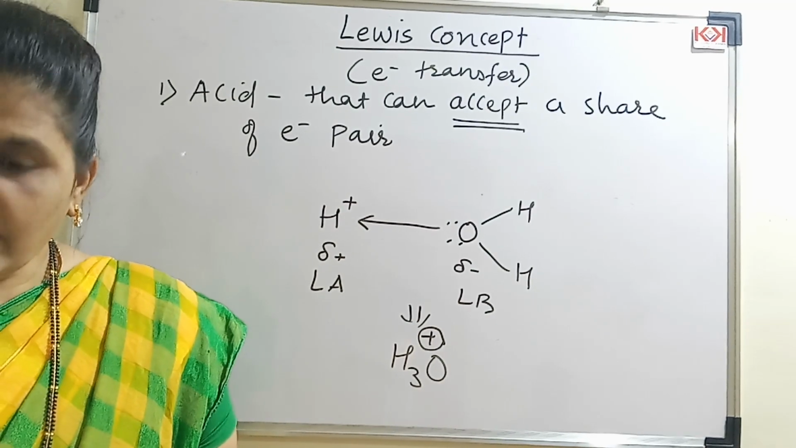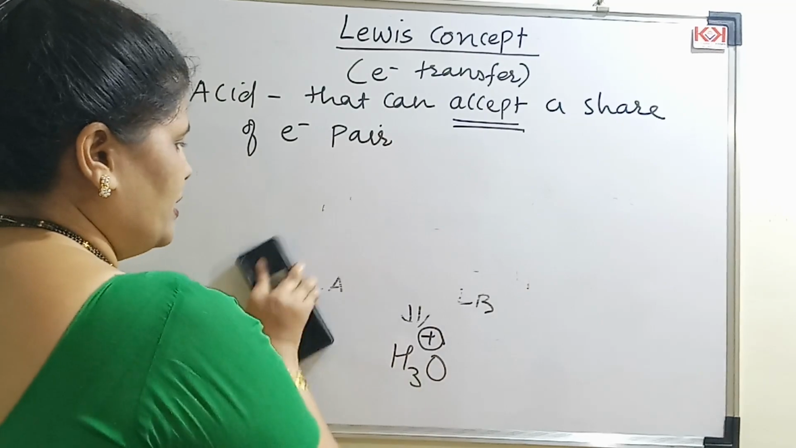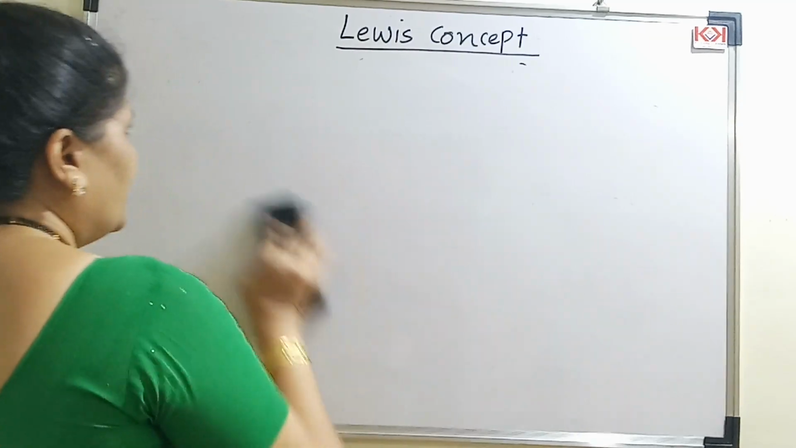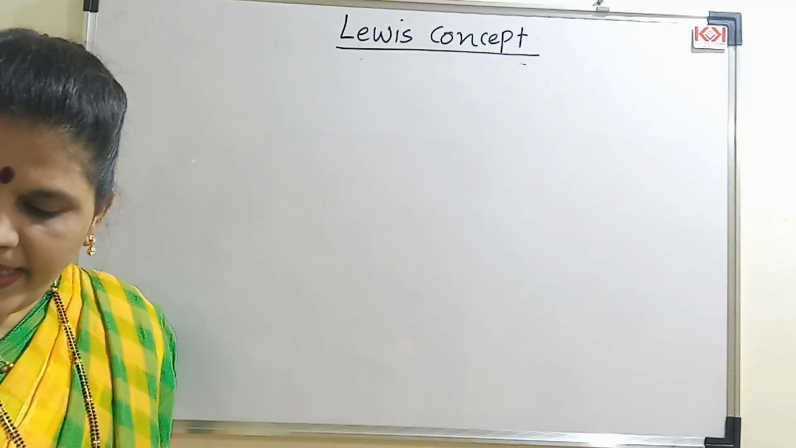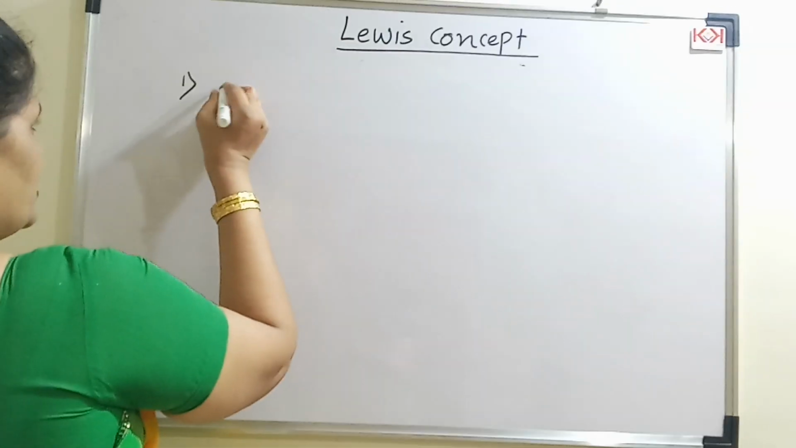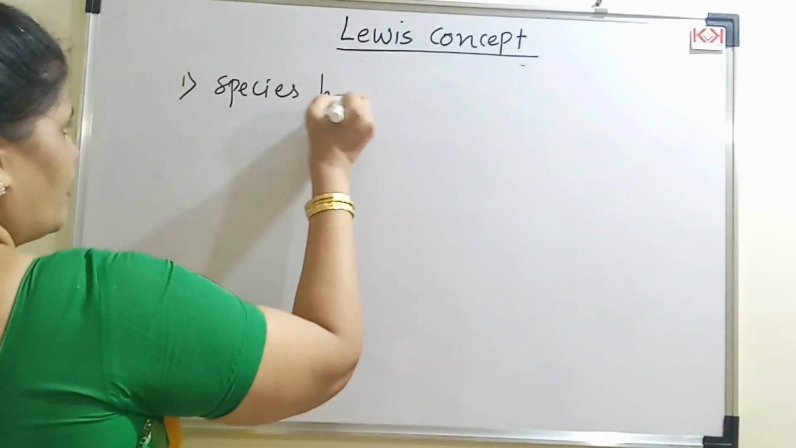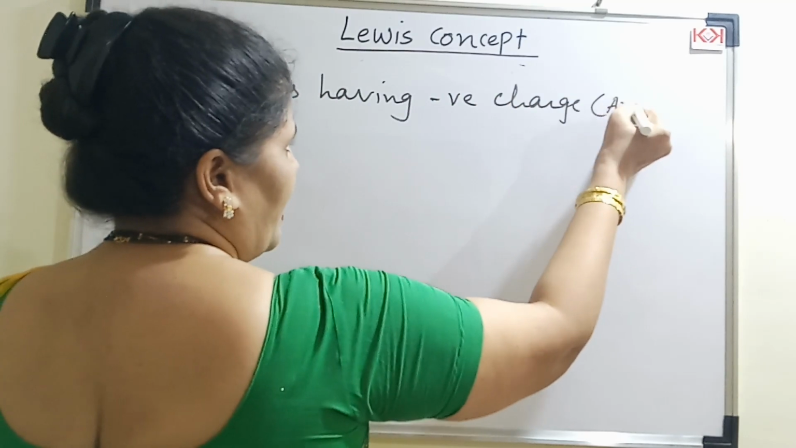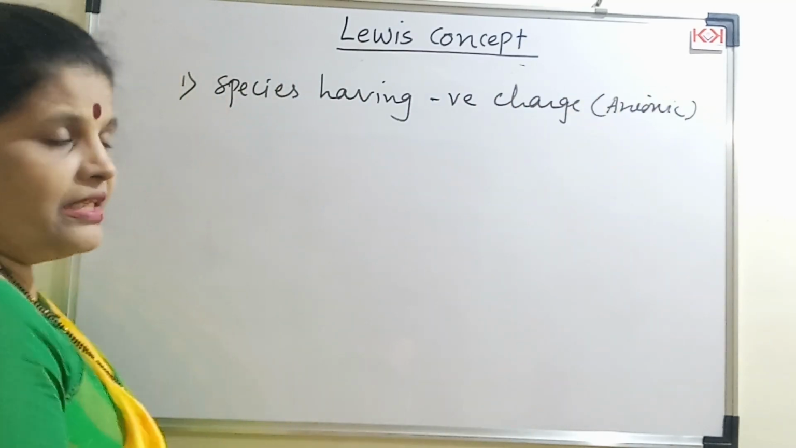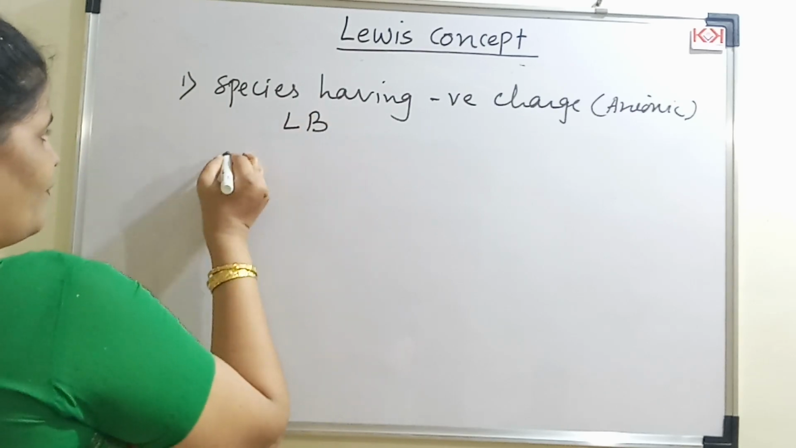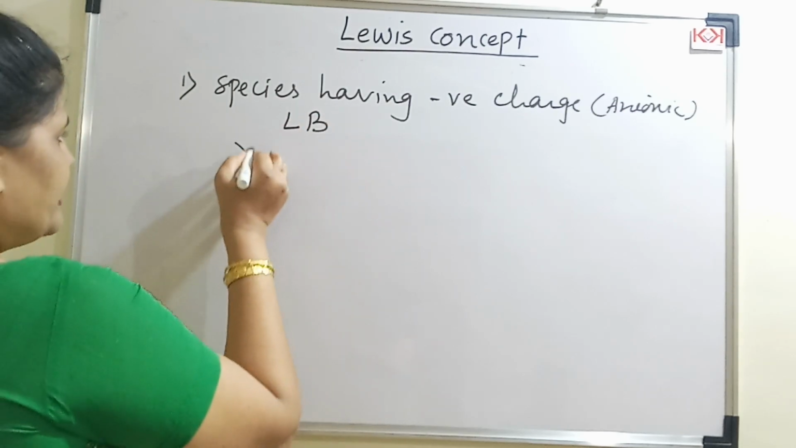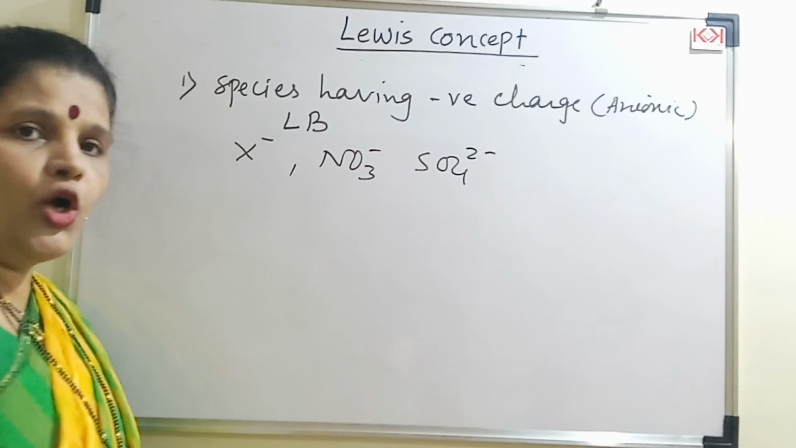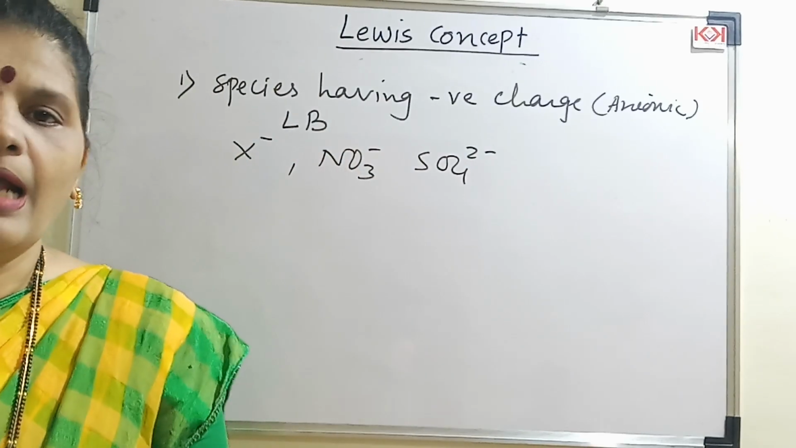Now let us see what are the rules to classify a particular species as a Lewis acid or a Lewis base. The first and very important thing is, species having a negative charge. Means what, students? If it is in the anionic form, then I will say they all are Lewis bases. Say for example, chloride, fluoride, I will use it as halogens. Then you have NO3 minus, SO4 2 minus. Those which all have negative charges on them, they all are Lewis bases.